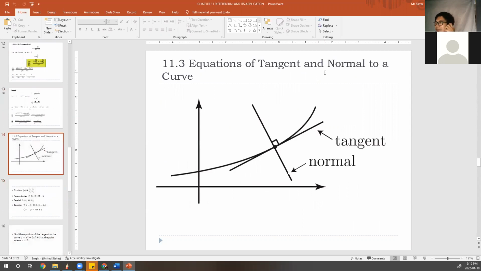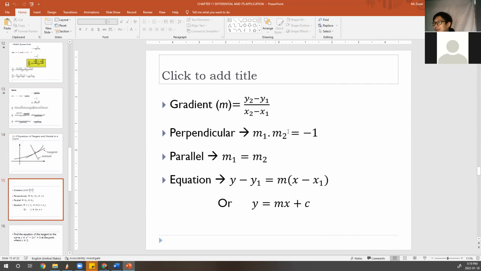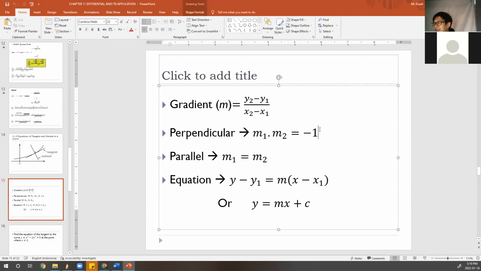Equation of tangent and normal. See, the normal and tangent are always sharing the same point, but tangent is at one point and normal cuts through the curve at the same point as well. But we know that this is 90 degrees. The tangent to normal is m1 times m2 equals -1, or I can say this is the negative reciprocal. I will give you the file later. Bonus for you.